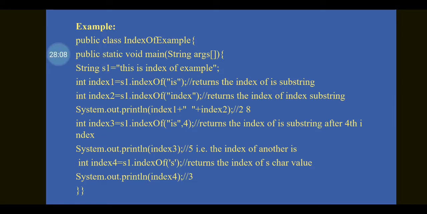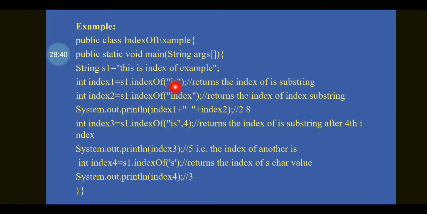The next one is the indexOf method. The indexOf method will return the position of a particular character or a particular string. S1.indexOf("is") will return the index of the substring is. So the index of the substring is 2. And then S1.indexOf("index") returns the index of the substring index, so that 2 followed by 8 will be printed.